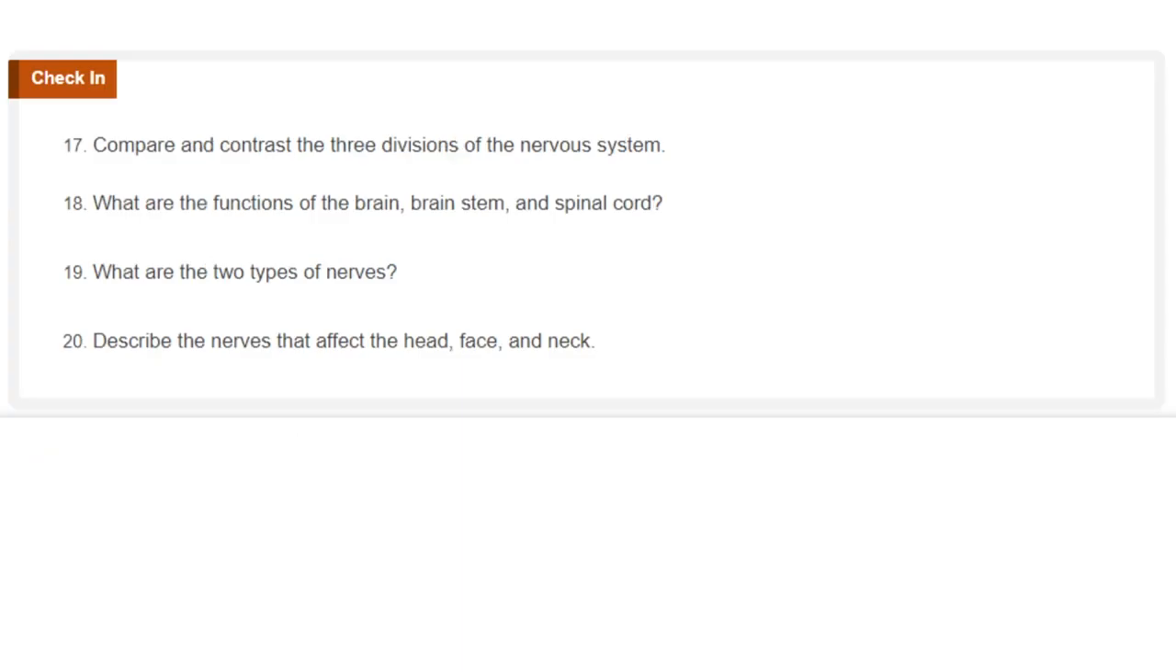Check in. Compare and contrast the three divisions of the nervous system. What are the functions of the brain, brainstem, and spinal cord? What are the two types of nerves? Describe the nerves that affect the head, face, and neck.